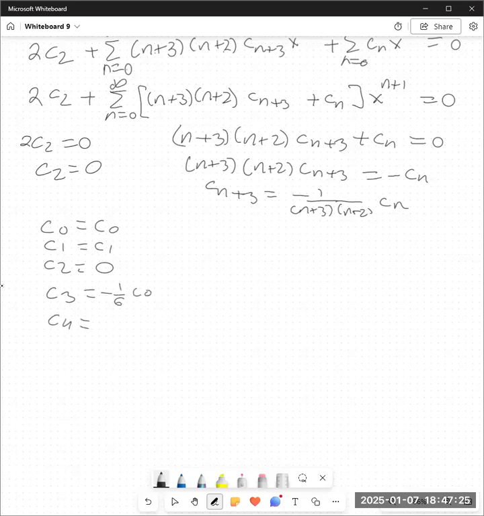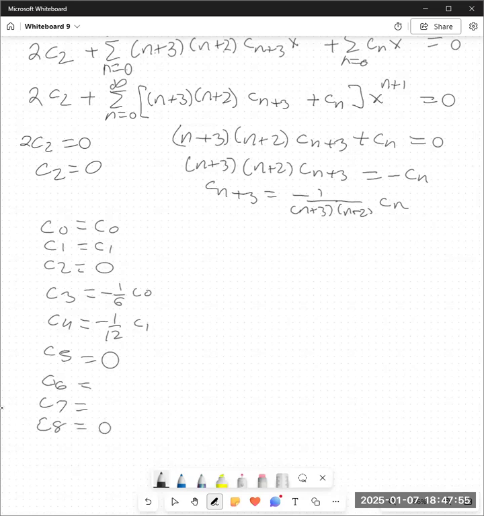C4 is going to be, when n is 1, 4 times 3 is 12, so negative 1/12 C1. C5 is going to be based off of C2, so that's going to be times C2. That's also going to be 0. So every third step here is going to be 0. We just go ahead and write that out. 6, 7, and 8. That one's going to be 0.